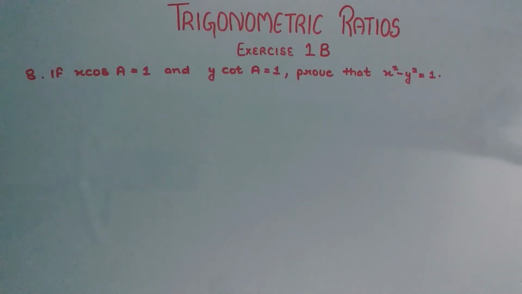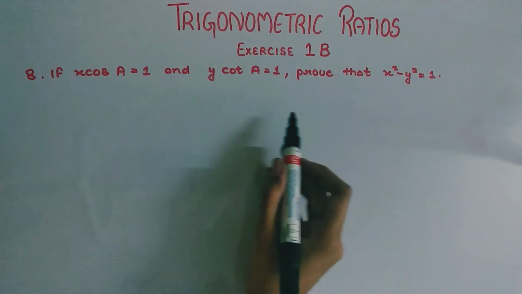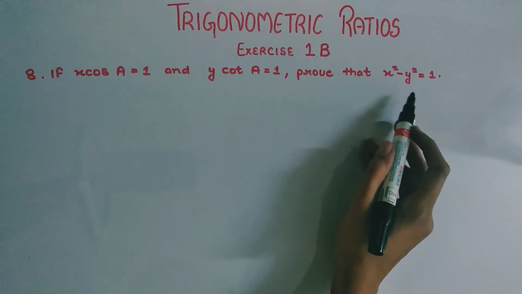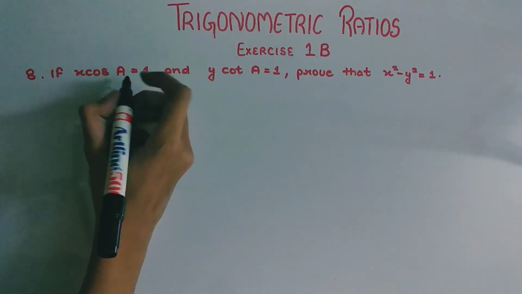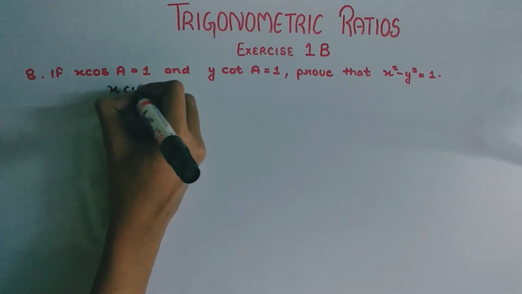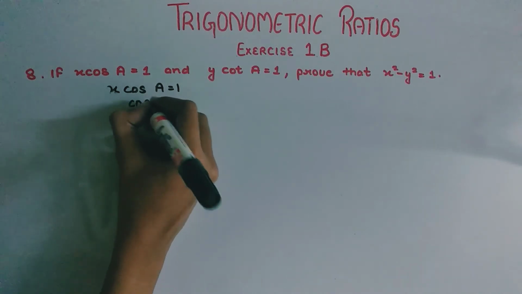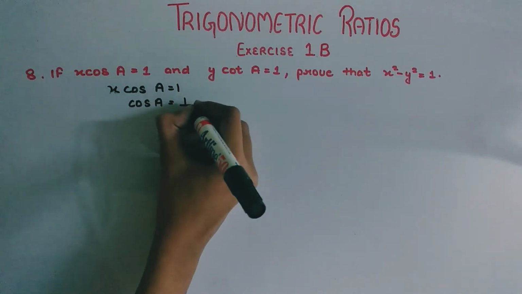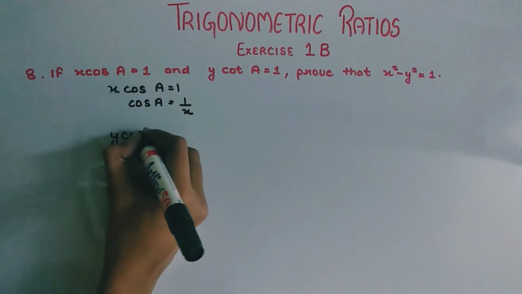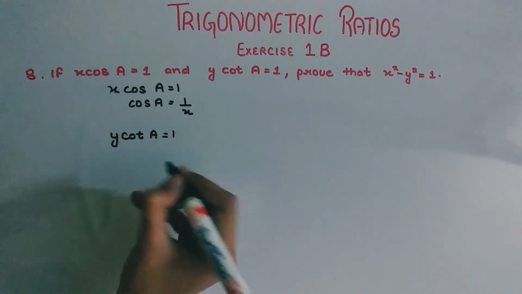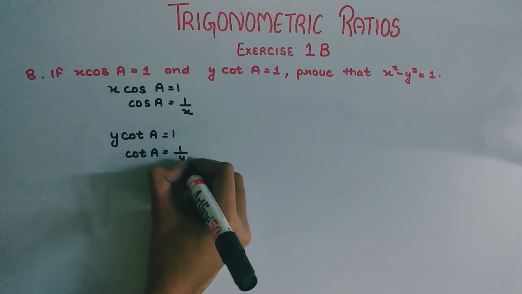We have next question, if x cos a is 1, y cot a is 1, then we have to prove that x square minus y square is equal to 1. First of all, we have this equation, that is x cos a is equal to 1. Cos a will be equal to 1 divided by x. Similarly, we have second equation, that is y cot a is equal to 1. Cot of angle a is equal to 1 divided by y.